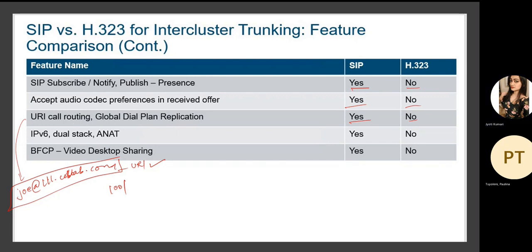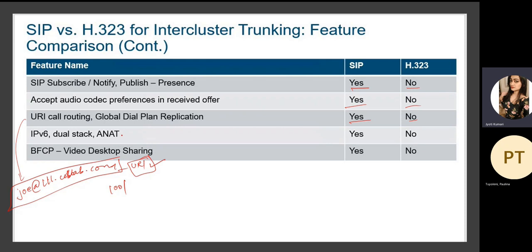Although for URI, you have to make sure that the endpoints are also supporting it. Global dial plan replication: let's say you have different clusters, one cluster at the headquarters and another cluster of CUCM at the branch. By default, there is no intercluster replication. The replication is within the cluster, or intra-cluster. So if you want intercluster replication, that is what global dial plan replication is. That is supported in SIP, but not H323.